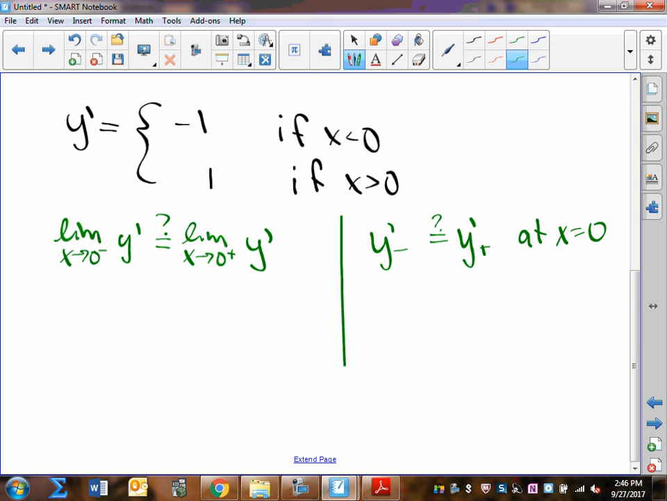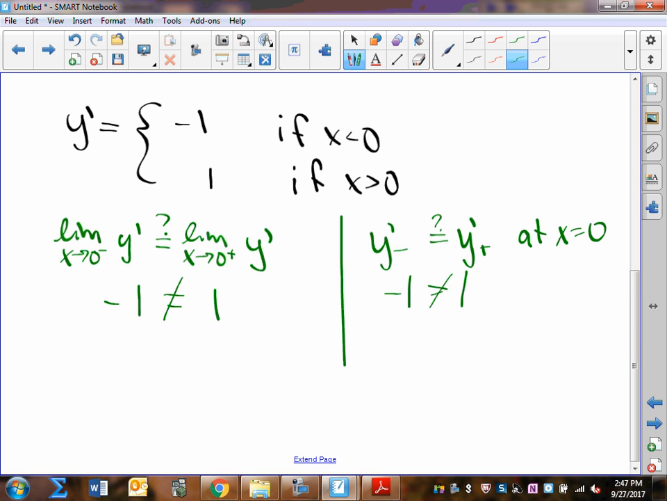Alright, well, what's my slope from the left? What's my limit value as I look at this piecewise function, what's my limit as we come from the left? -1. What's my limit as we approach 0 from the right? +1. Do they equal? No way, Jose. So even though this is a derivative, we're just doing the limit of a piecewise function like we did before. We look to see what interval we look at. Same thing over here. Y prime from the left is -1, y prime from the right was +1.